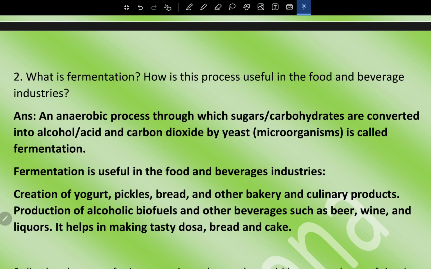Fermentation is useful in the food and beverage industries, like creation of yogurt, pickle, bread, and other bakery and culinary products. Production of alcoholic biofuels and other beverages such as beer, wine, and liqueurs. It helps in making tasty dosa, bread, and cake.